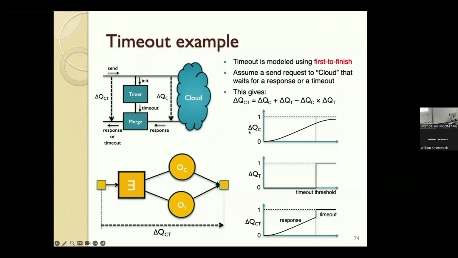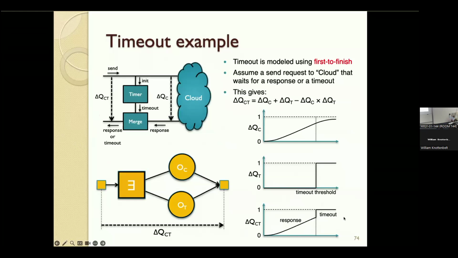Okay, but if we use this with delta QC and delta QT, the timeout is a step function. So after the timeout threshold, it stops, okay? And if you combine the two, you will see that before the timeout time, we have the normal response of the cloud, but after the timeout time, we have an immediate success because there has been a timeout, okay? So this success means that there is a result message, but of course, it has not been a successful read. It means only that we have successfully had a stop event here. So this is the delta Q of a timeout, okay?